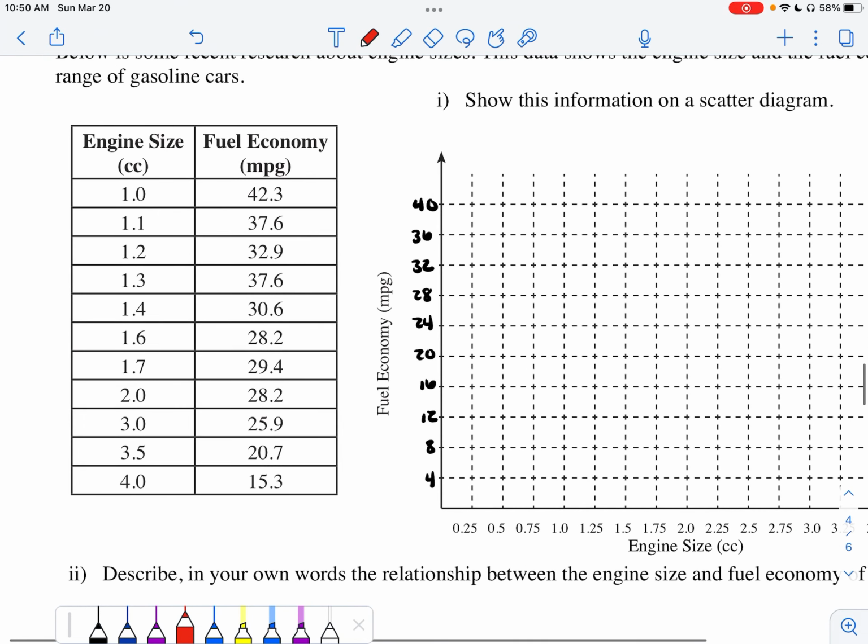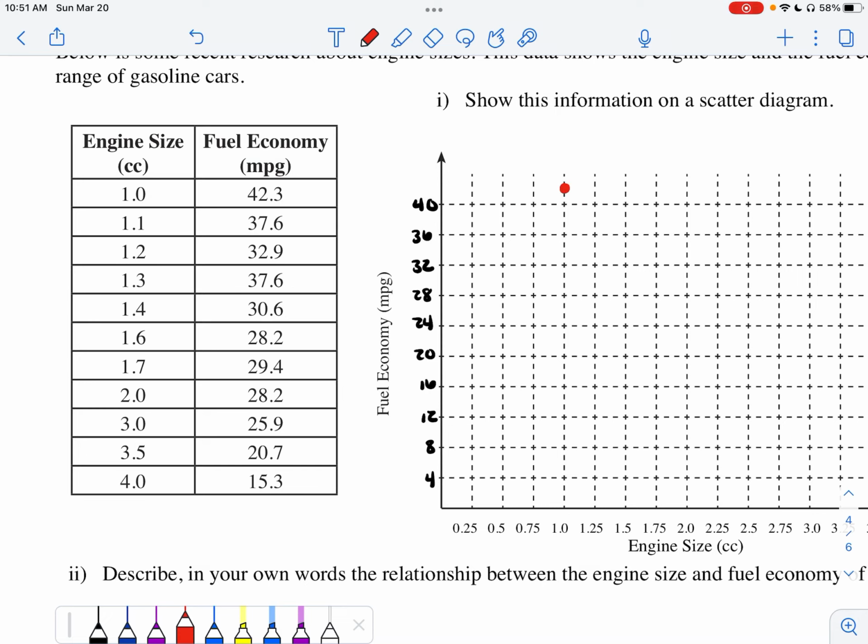All right, so with most of these points, they're not going to fall right on the grid line, so you're going to have to estimate on some of them, and that's okay. All right, so our first point, we have 1 and 42.3. So I'm going to go find x equals 1 on my horizontal axis, and then I'm going to go up to y equals 42.3, so that'd be right around there maybe. And I'm going to plot my point.